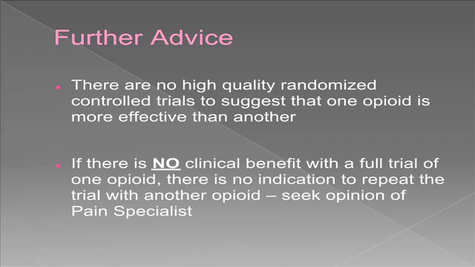So, further advice. There are no high-quality randomised controlled trials to suggest that OxyContin's better than morphine, or that it's better than fentanyl. So if you get to 60 milligrams of morphine twice a day, there's no side effects, but there's also no benefit, then we do not recommend that you go on to a trial of oxycodone and then a trial of fentanyl. We were told we were being a bit too right-wing about that, so we've put in that in that situation, refer to the pain specialist.